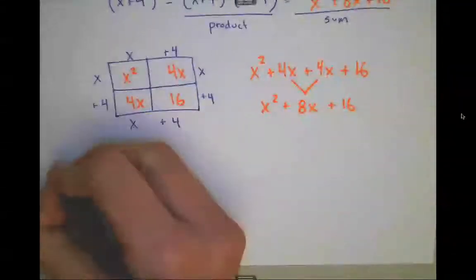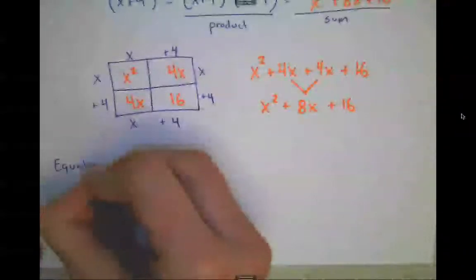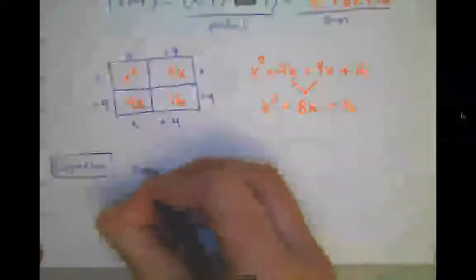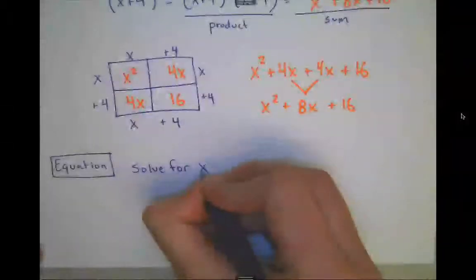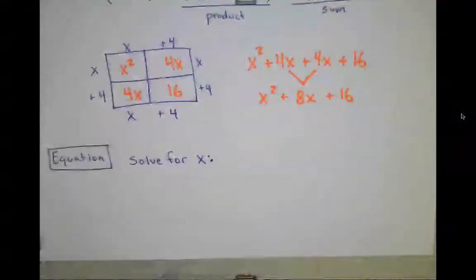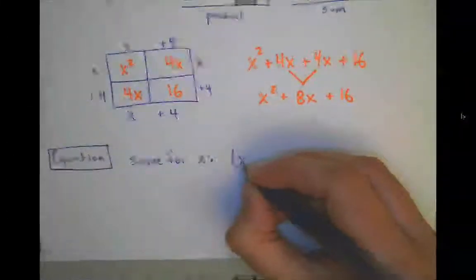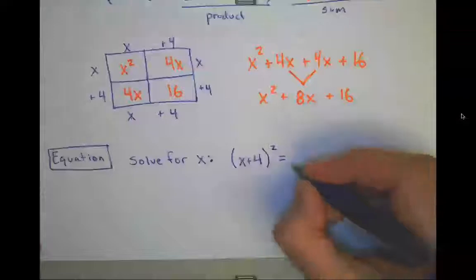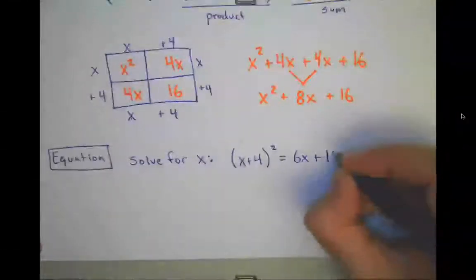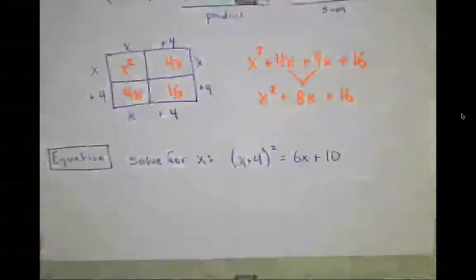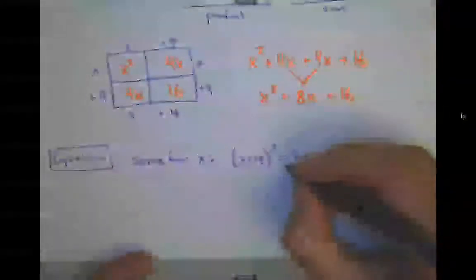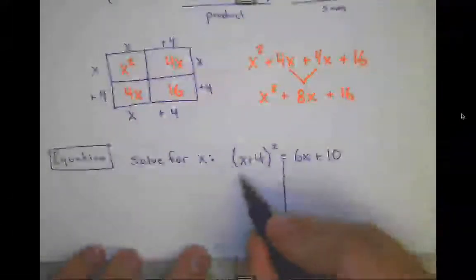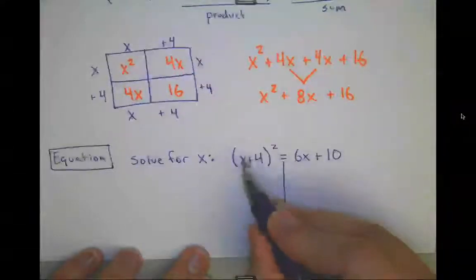So now how would this look in an equation? Here is an equation problem. Let's say we got these directions that said solve for x, and this is the problem they gave you: quantity x plus 4 to the second power equals 6x plus 10. So we're solving for x, we're putting a line down the middle, getting ready to solve our equation, and right away I know I'm going to need to deal with this quantity squared, x plus 4 to the second power.